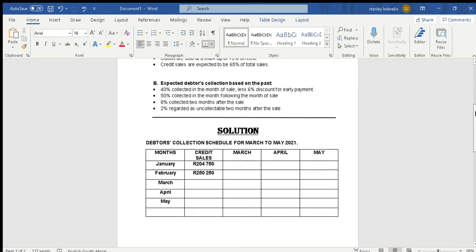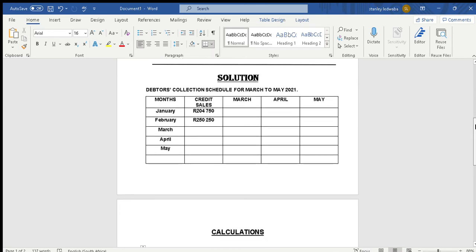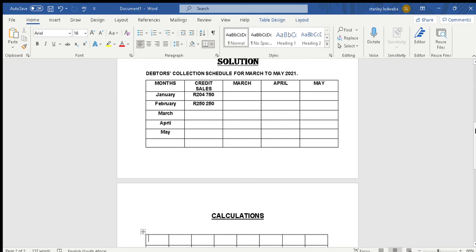Now, this is the solution. This is where we are going to work, not a full solution. On this solution, we have already been given the amounts for January and February. Remember, these are the credit sales. They've given us credit sales for January and February. Now we have to calculate March, April, and May. How are we calculating these things? We are going to check our information.